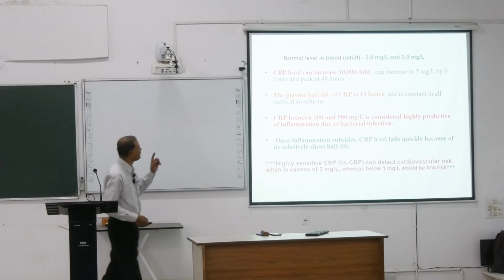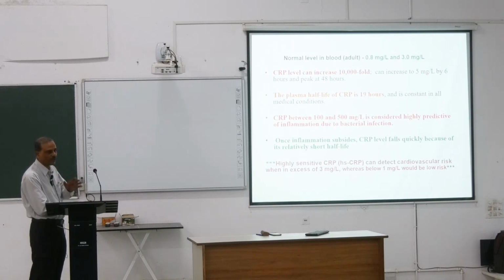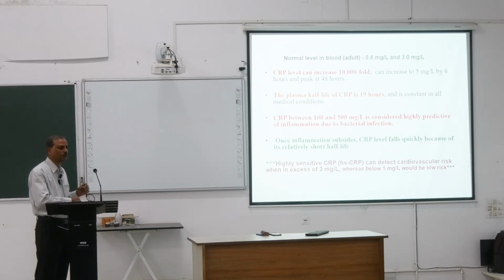So the normal level in blood is very low, that is 0.8 to 3 milligram in adults. Because of chronic exposure to infections, its level might rise even to 10 milligram %. When the CRP level increases to more than 10 times normal, you can see that there will be an infection. If the infection is severe, it can go up to 10,000 times. It begins to rise at 6 hours, peaks at 48 hours, and its plasma half-life is 19 hours.